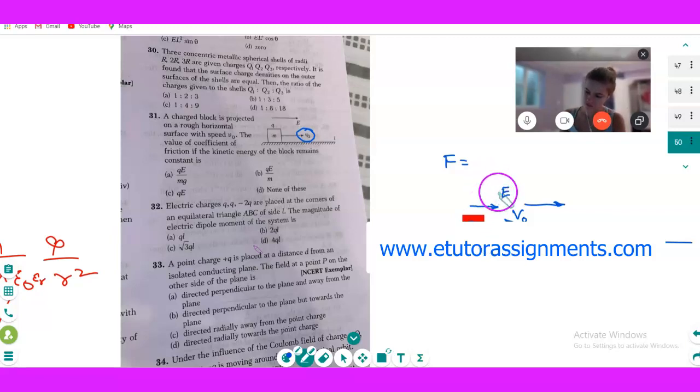No, yaar. When E is given, just multiply by Q na. E is given. Not E by Q, multiply. EQ. Yeah, multiply. Force is equal to EQ.